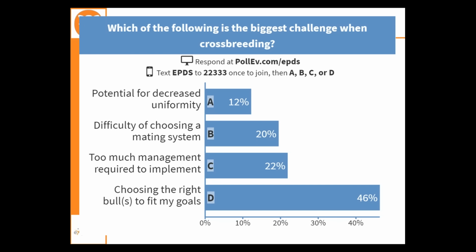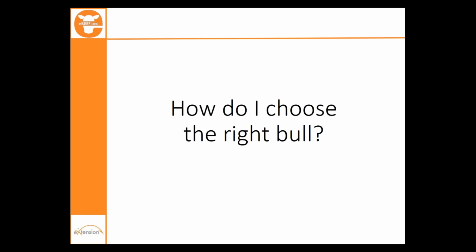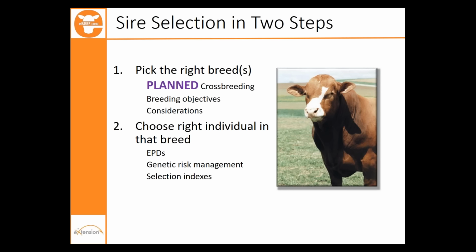As a follow-up question, the last bit here, number D, the bottom entry, was choosing the right bulls to fit our goals. And that's an important question, Megan, for us to think about. How do we pick that right bull? All right, so the first decision, once you've chosen that mating system, is the breed that's going to work best within that system. We need to pick the right breed based on not only our planned mating system, but also the objectives and goals that we have for our outputs, keeping in mind those different constraints and considerations for our system.